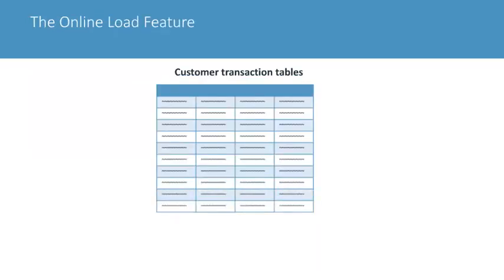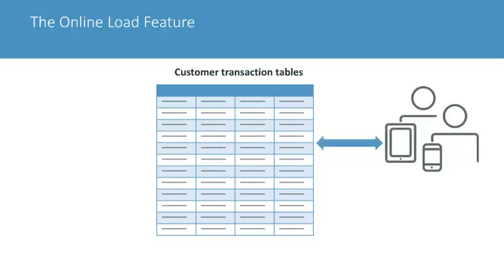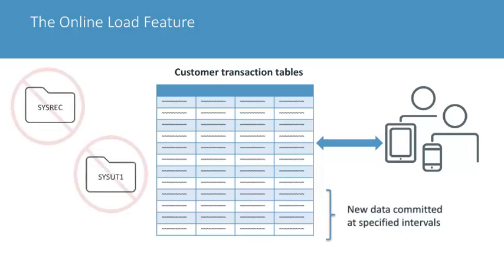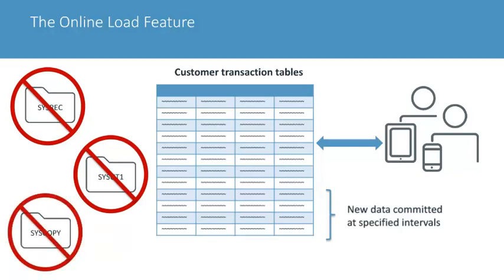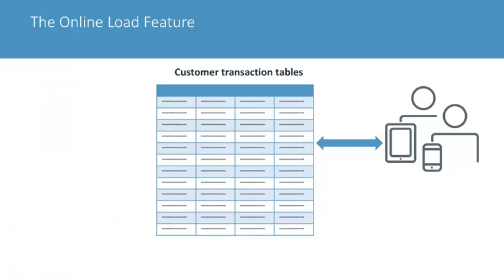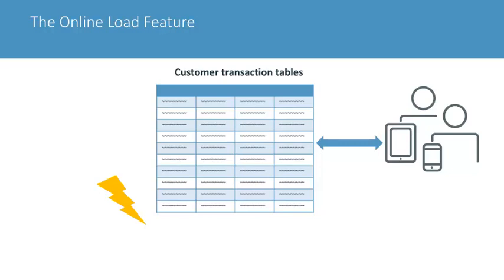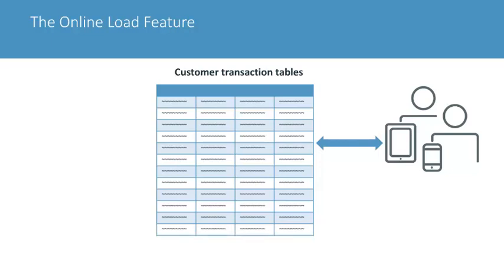The online load feature adds data to the end of the table while still allowing other users to read and write to the table. New data is committed at the intervals you specify. No SYSREC or SYSUT1 output datasets are needed because everything is done online. And no image copies need to be taken because an online load does not place the table in copy pending status. Furthermore, if the job fails, no recovery is needed. Any failed inserts roll back, leaving the table in the same state it was in before the failure. You can simply restart the load at the point of failure.